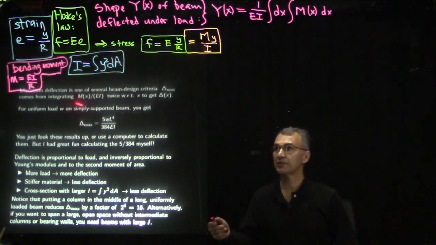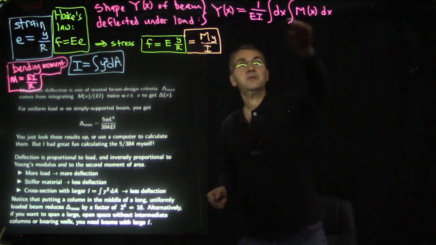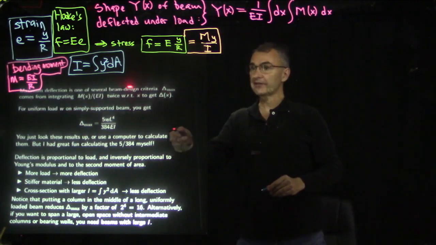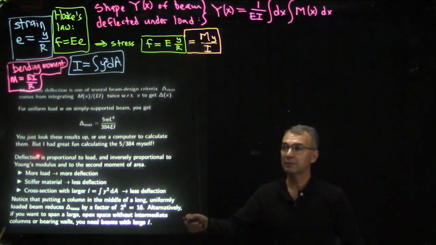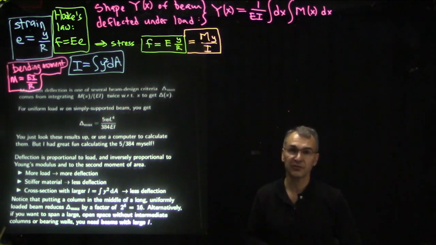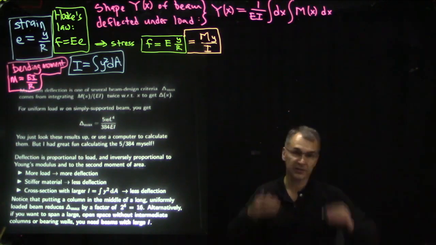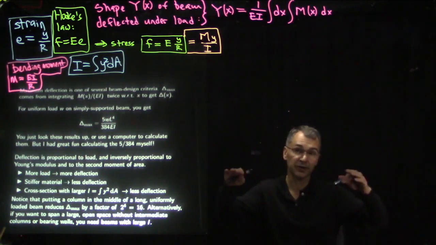So this maximum deflection comes from integrating this moment over EI twice with respect to x, and then plugging in the value of x where the deflection is largest. Maybe the more important point is that deflection is proportional to the load. So the more weight you put on the beam, the deflection increases in proportion to that. So if you take the same load pattern and you just double the weight everywhere, you'll double the deflection.